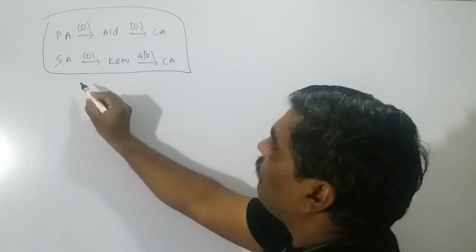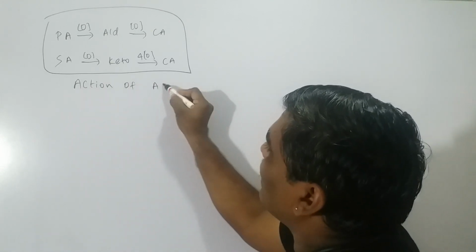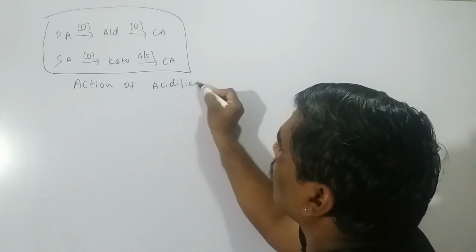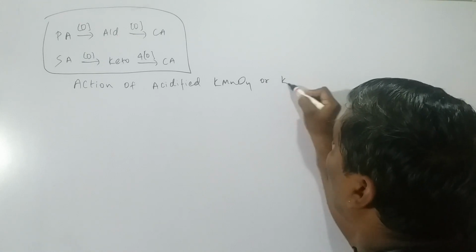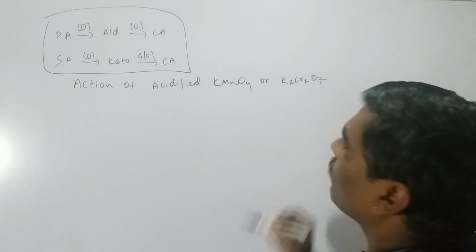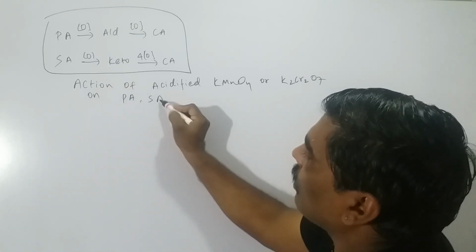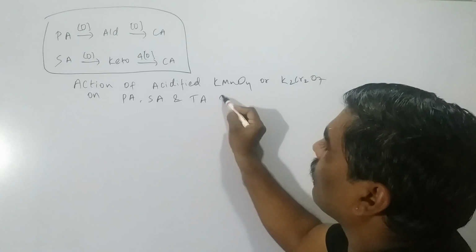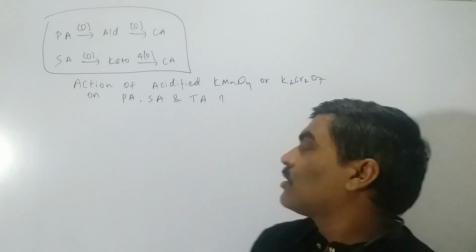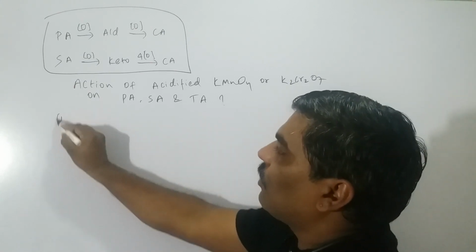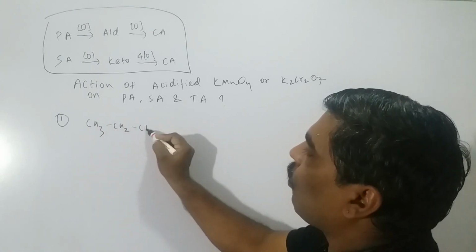Now, if the question is the action of acidified potassium permanganate or potassium dichromate on primary alcohol, secondary alcohol and tertiary alcohol, what happens? So for this, we'll start with primary alcohol. So for primary alcohol, for example, we'll write here propane 1-ol.